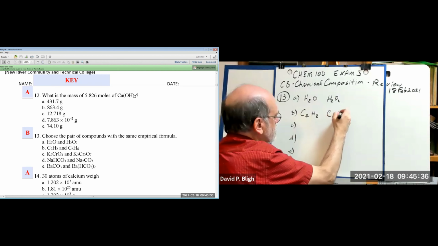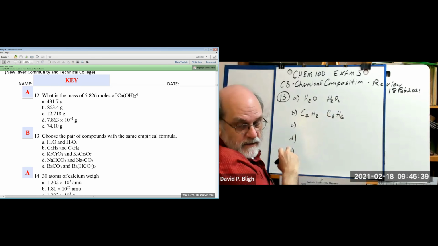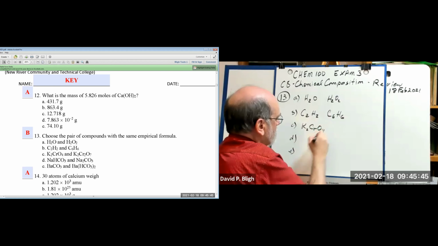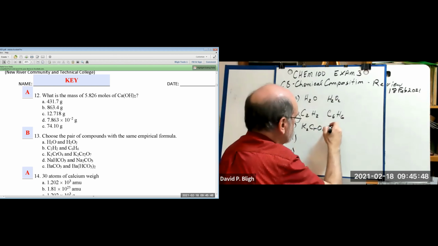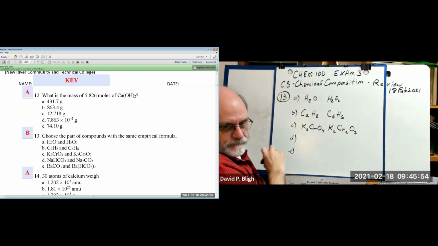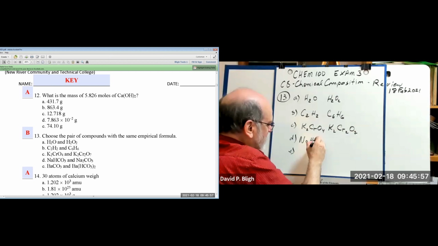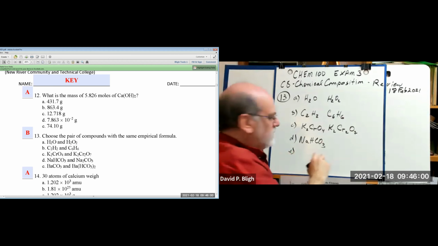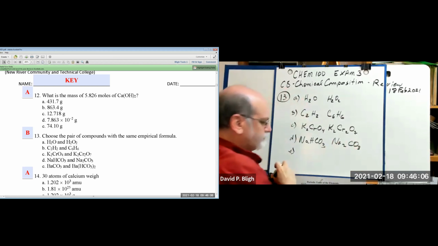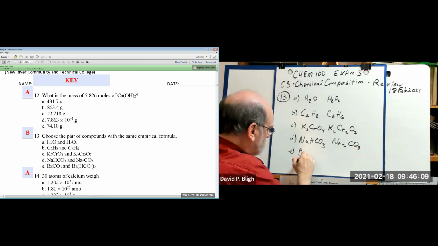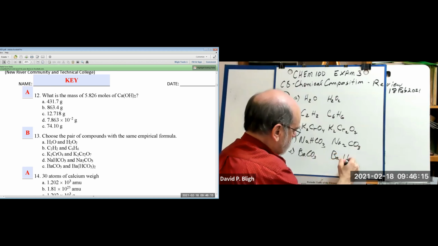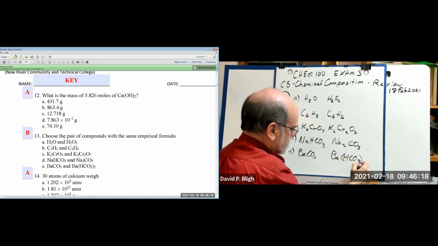We've got C2H2, C6H6, K2CrO4, and K2Cr2O7. And we got this one, baking soda, and this one, caustic soda, and this one. I'm just going to take 2 of them, I think.